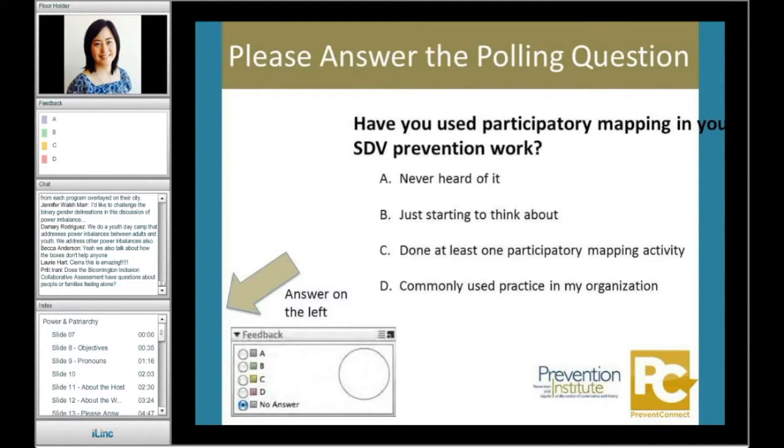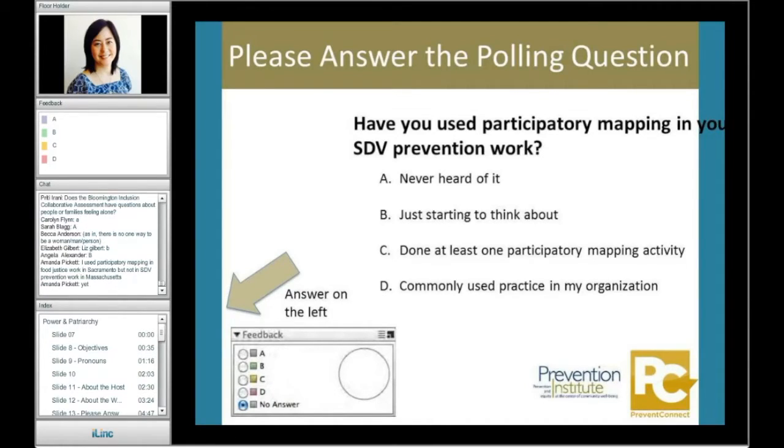So we're going to ask another polling question. So again, just head down to the lower left-hand corner of your screen, and we're wanting to know if you've ever used participatory mapping in your STD prevention work. So again, A is if you've never really heard of it before, B is if you've started to think about it but haven't really implemented anything, C is you've done at least one participatory mapping activity, and D is you use it all the time. It's a commonly used practice. So just in your left-hand corner, you can mark what is your experience.